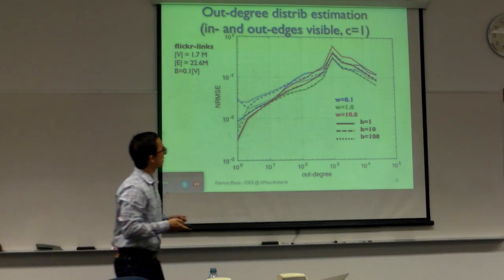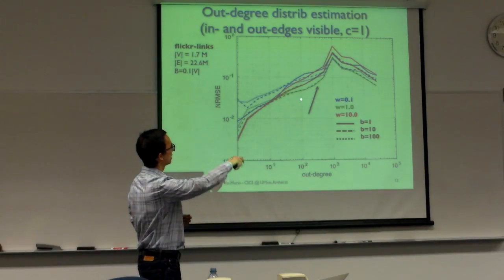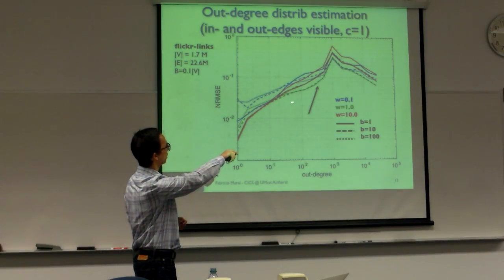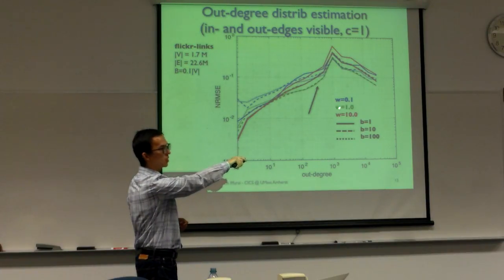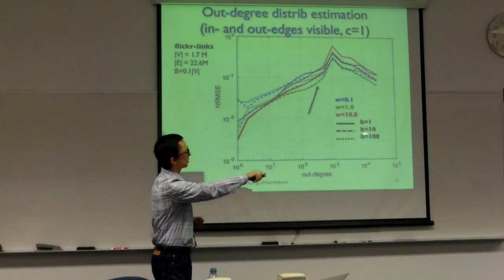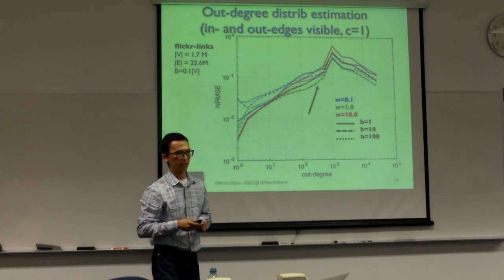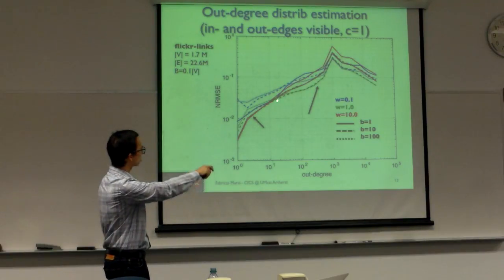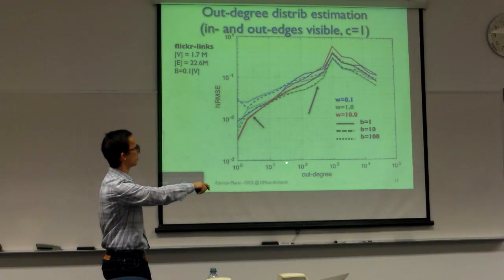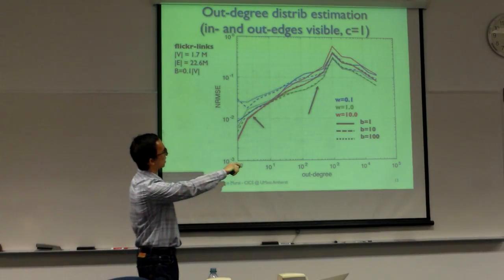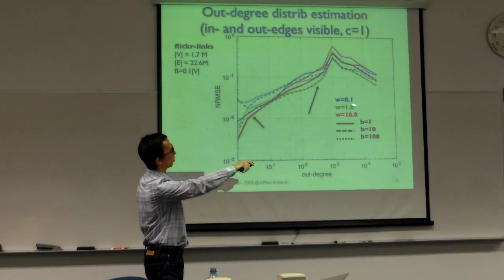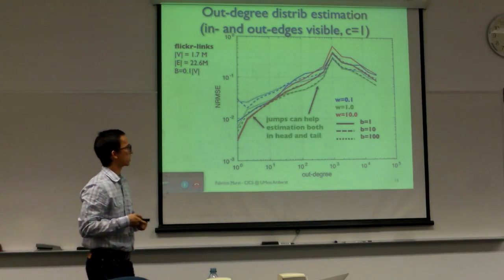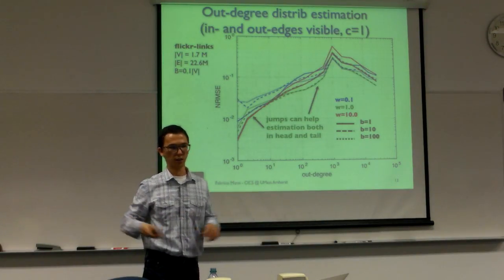Okay? So what we see here is that for large out degrees, the green dashed and green dotted curves are the ones that are achieving the smallest error. This corresponds to performing some jumps, and using either B equal to 10 or 100 steps per walker. And if you look at these two curves, they also exhibit good performance for low out degree values. And in general, it's better to set W equal to 1 than setting it very low or too large when it comes to the large out degrees. So as the bottom line, the jumps can help estimation both in the head and in the tail, even though we're using a large number of walkers.